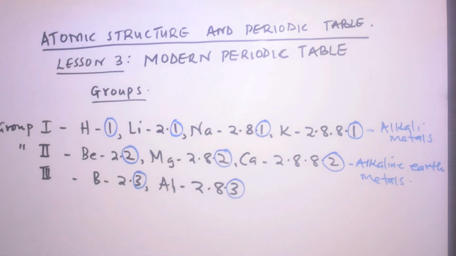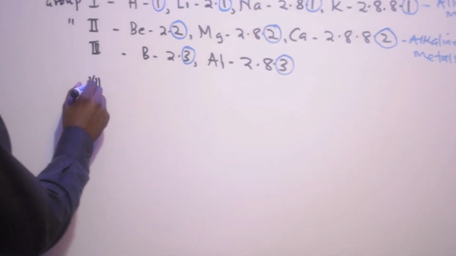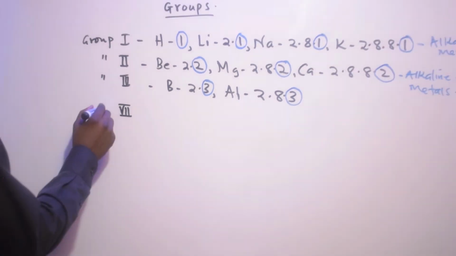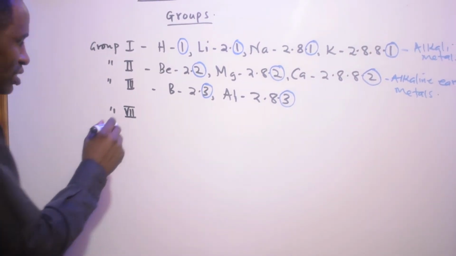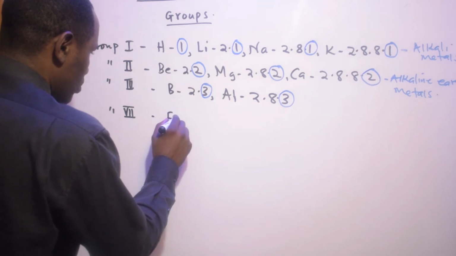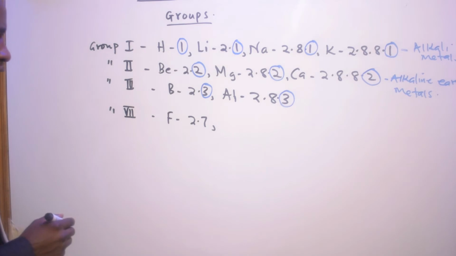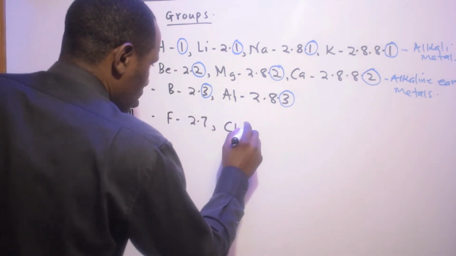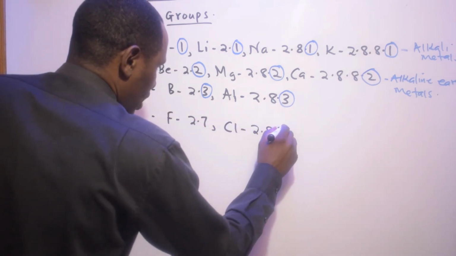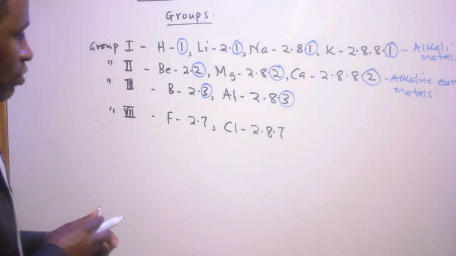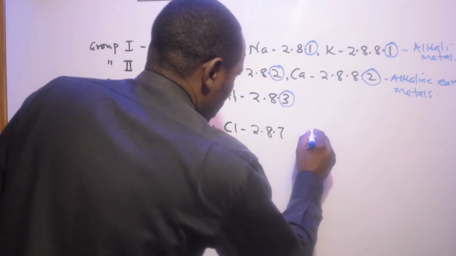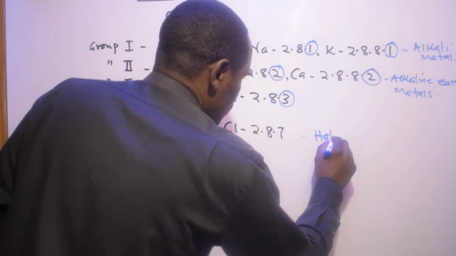Others that will be given special names: we have group 7. Group 7 will be called halogens. Examples of group 7 are fluorine, atomic number 9, with 2,7, and chlorine, atomic number 17, therefore 2,8,7. These ones we call halogens.